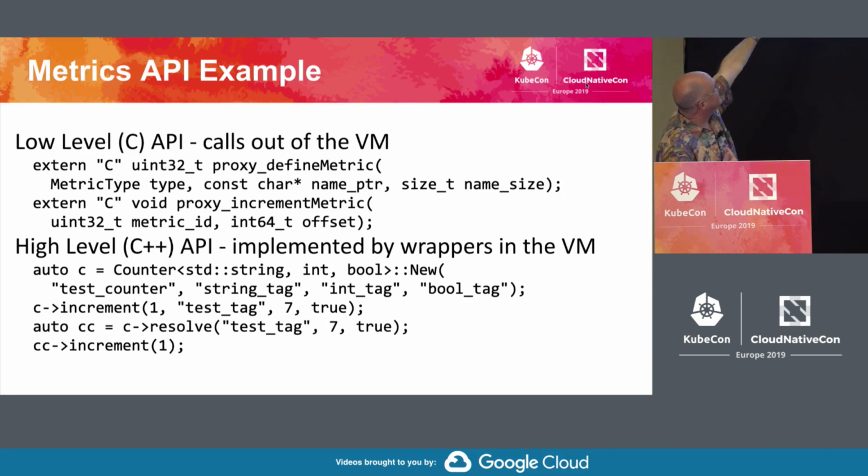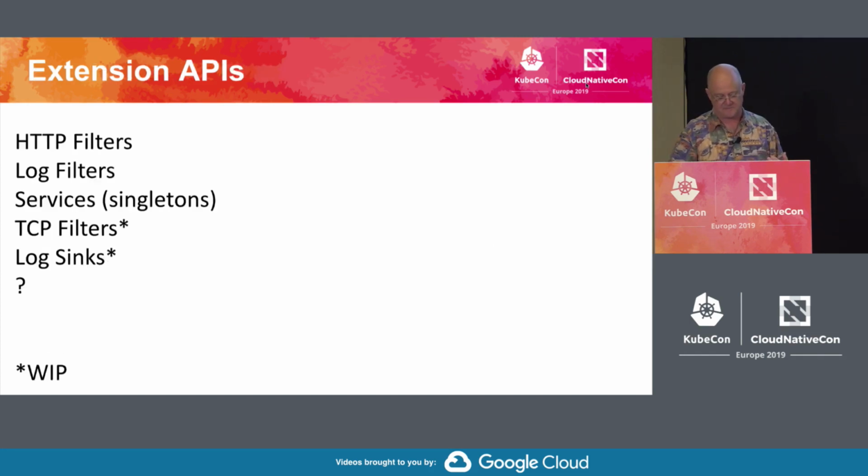So we have a counter that has fully typed tags. We can increment based on providing the information for the tags. We can also resolve that so that it goes back to this integer, which is a lot more efficient, so we don't have to send the string through every time. And then with that resolved one, we can increment it directly. So this gives us an example of how all the APIs work. There's a low-level API that's available to all the languages, and then a high-level API that's specific to each language and follows the idioms of that language.